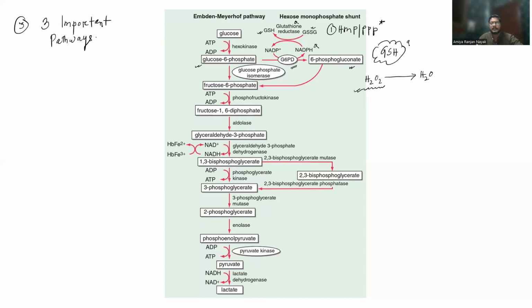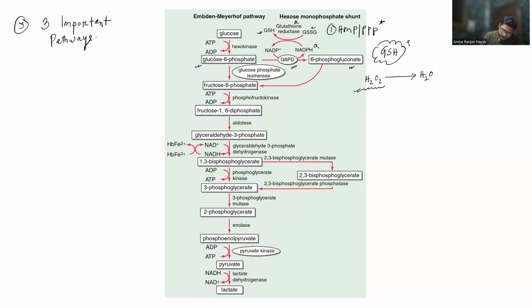So from this you can understand if a patient has deficiency of glucose 6-phosphate dehydrogenase, there will be reduction of NADPH, and the reduced glutathione cannot be formed. And so that's why those RBCs which do not have glucose 6-phosphate dehydrogenase are very likely to suffer oxidative damage. More on this we'll discuss when we discuss G6PD deficiency anemias. Okay, so this is the first pathway that you have to remember.